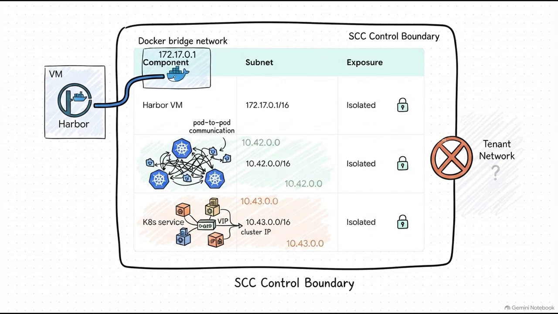We're talking about the Docker Bridge network in the Harbor VM, sitting at 172.17.0.1, the Kubernetes cluster subnet handling pod-to-pod communication at 10.42.0.0, and the Kubernetes service subnet for virtual IPs at 10.43.0.0. All of these are entirely internal to the SCC platform. They are non-routable, non-advertised, and they absolutely must not be exposed outside of the SCC control boundary. They have zero dependency on your tenant or application networks.